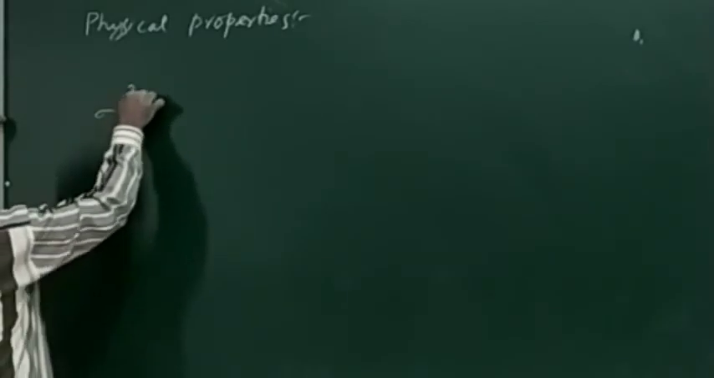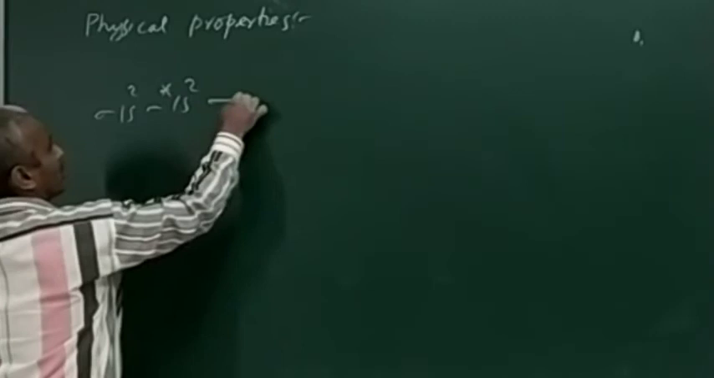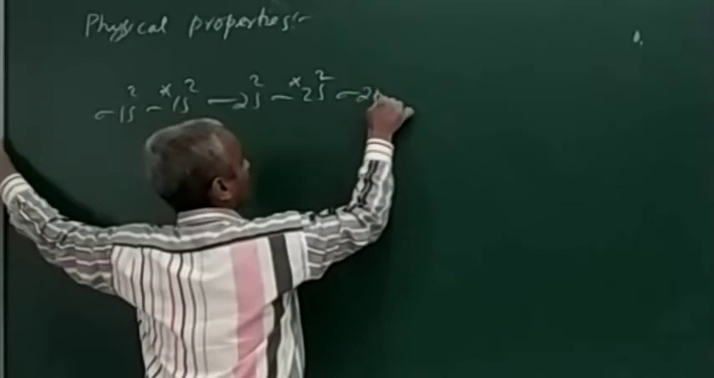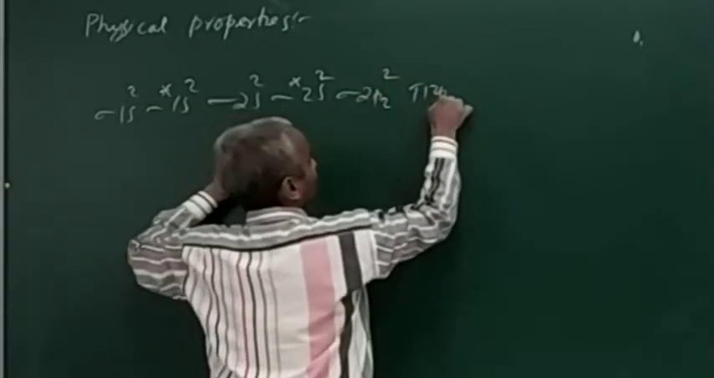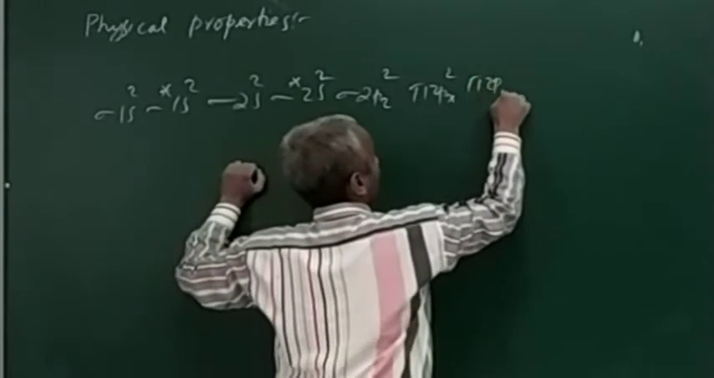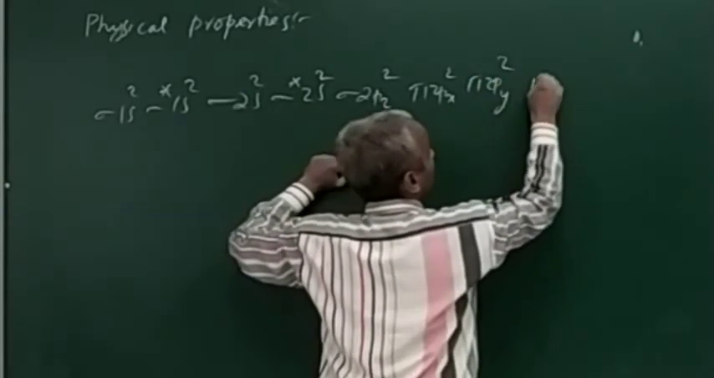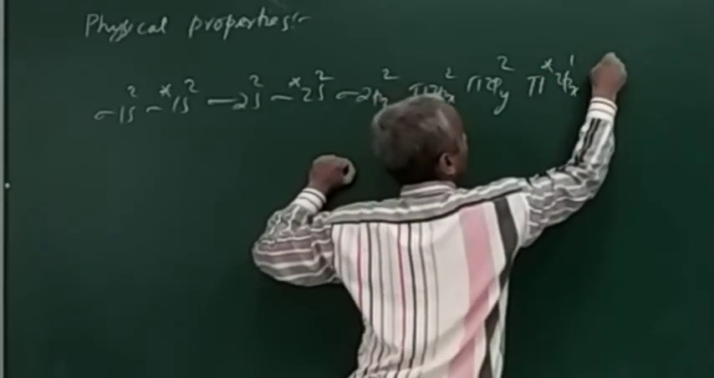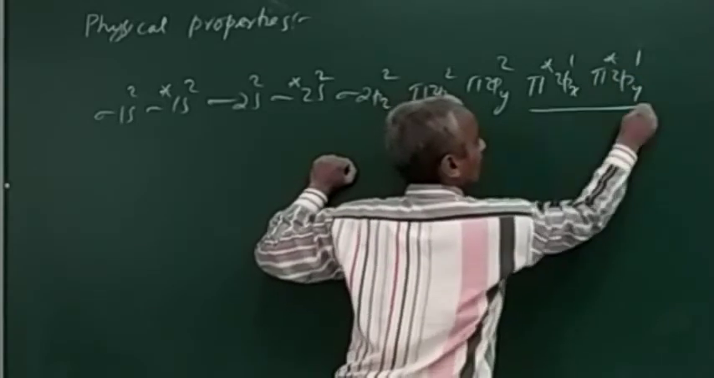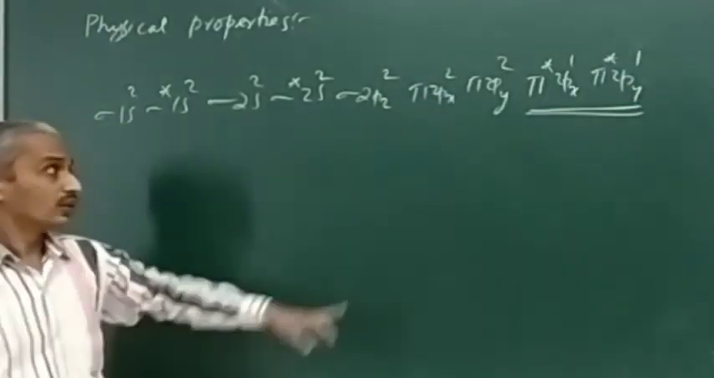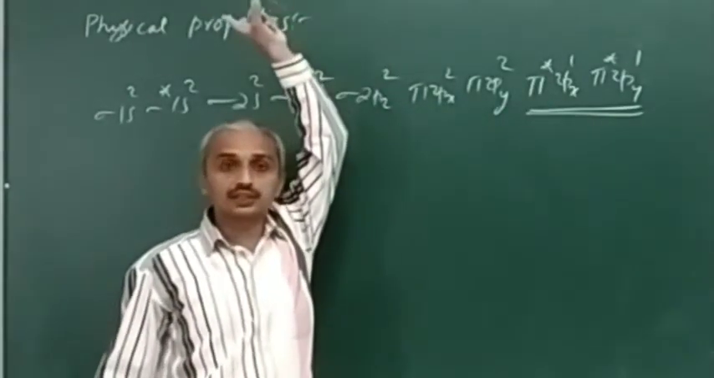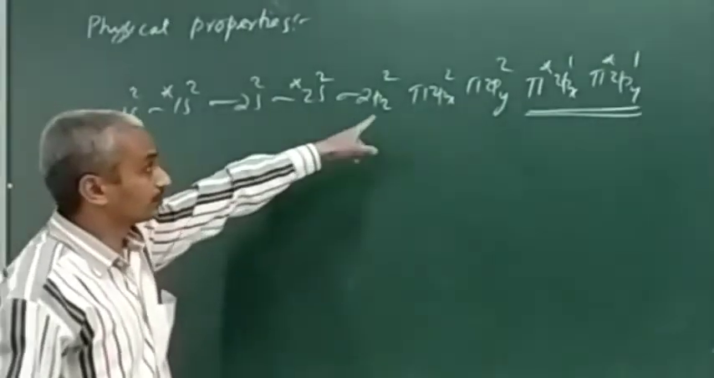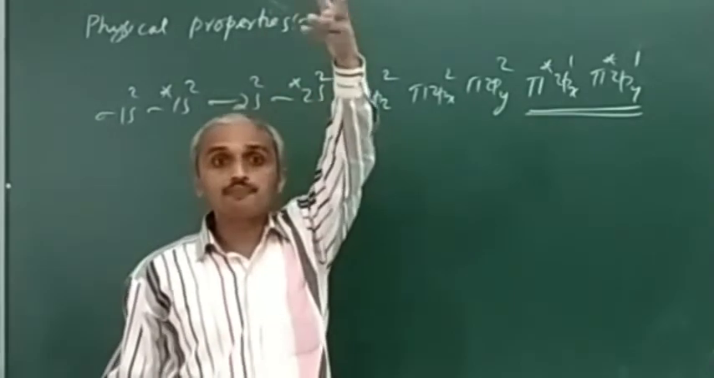Now the configuration: sigma 1s2, sigma star 1s2, sigma 2s2, sigma star 2s2, sigma 2pz2, pi 2px2, pi 2py2, then pi star 2px1, pi star 2py1. There are two unpaired electrons in dioxygen, so it is paramagnetic. You studied this in the chemical bonding chapter: electronic configuration of molecules, two unpaired electrons, paramagnetic nature.